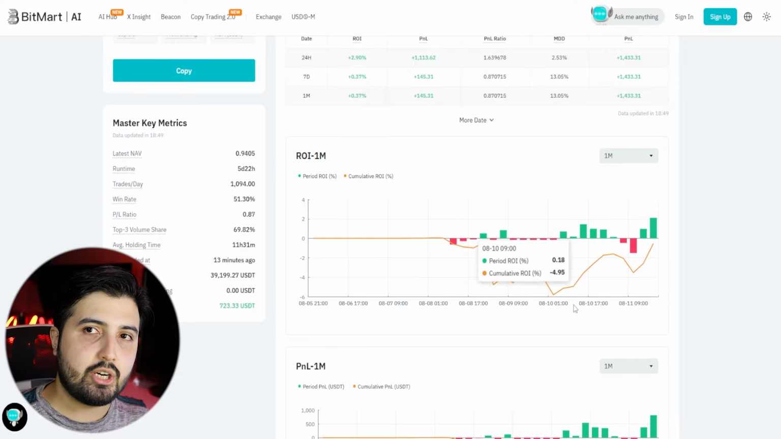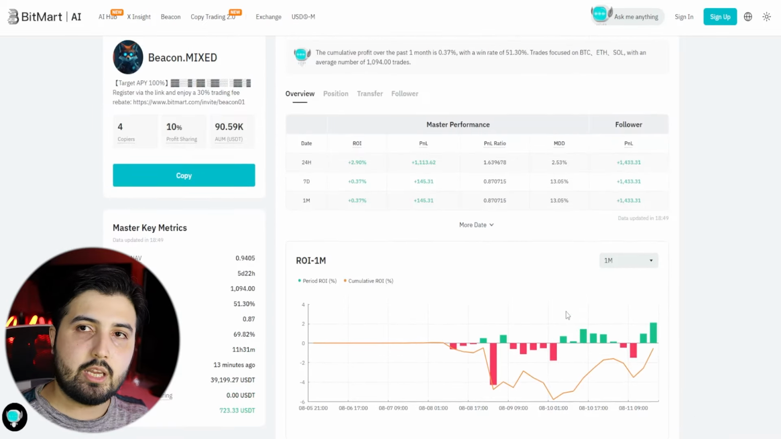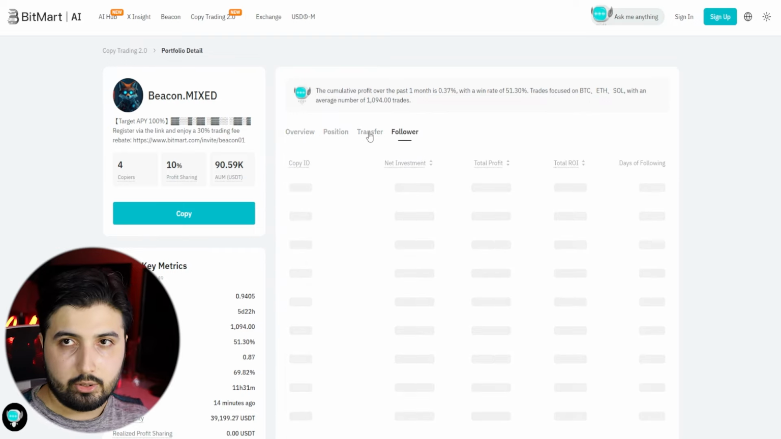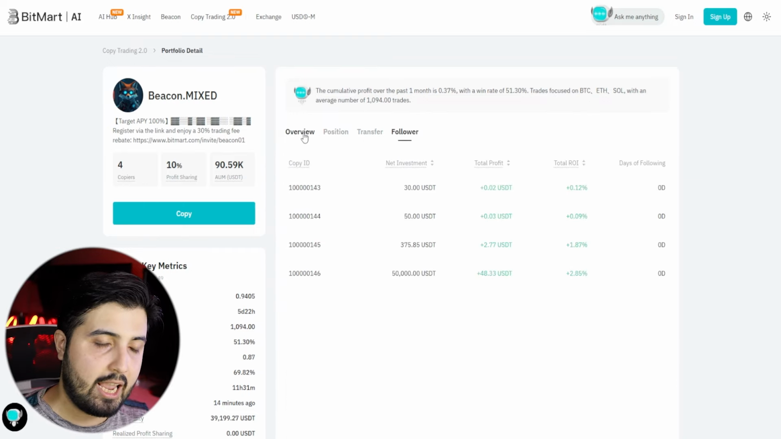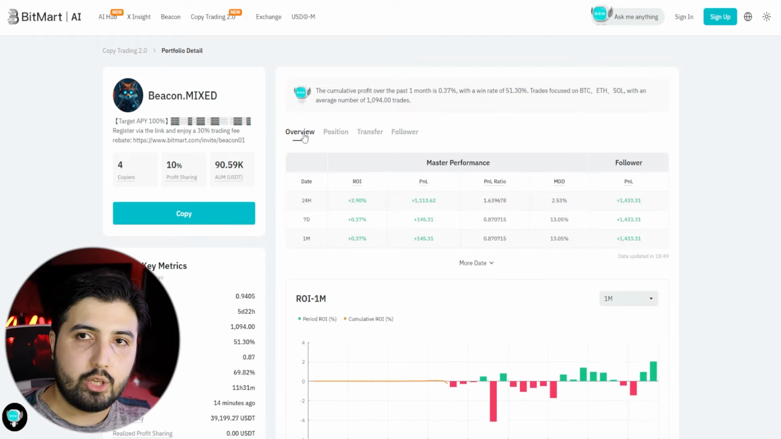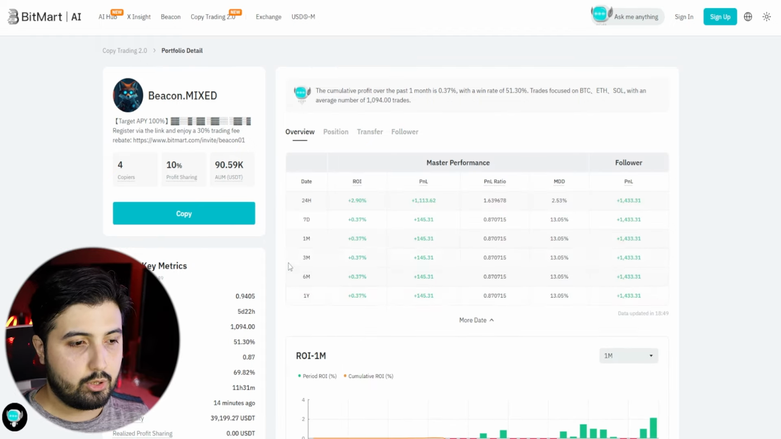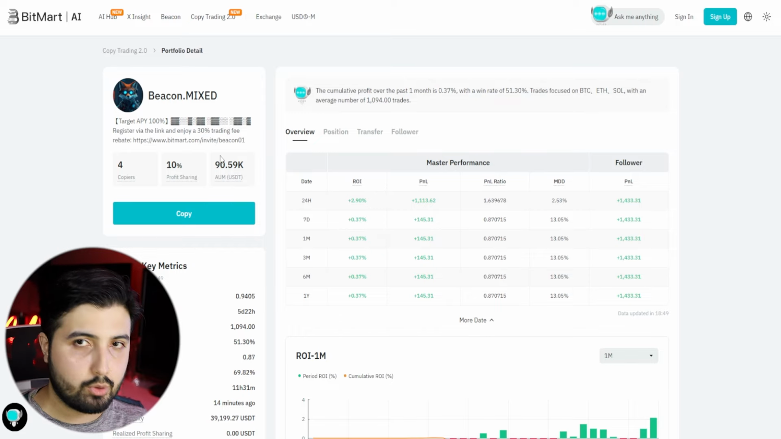And the best part here is that your money stays in your account at all times. The trader can't touch it. They can only execute trades on your behalf. If at any point that you want to stop copying, you just hit the exit button and you're out. So you have complete and absolute control.